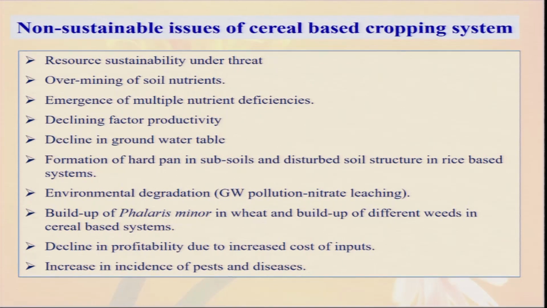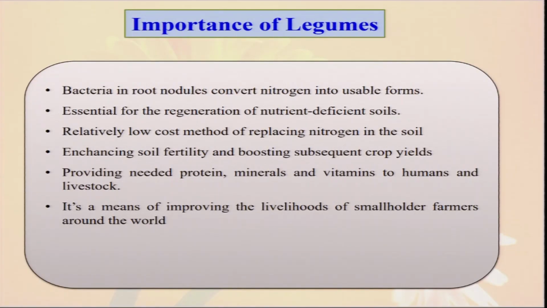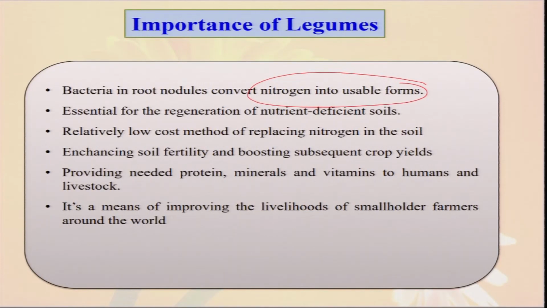So, in this condition, we have to always think about whatever demerits we are facing in cereal-based cropping systems. We can change some of the issues by inclusion of legumes in the cropping systems. In this slide, we will discuss the importance of legumes, and in which aspects legumes help sustainable agriculture. We know that in all these legumes, the roots make some nodules, and within the nodules there are some bacteria which can convert nitrogen into usable forms.